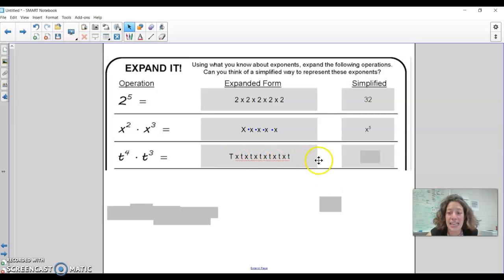And so I see that I have a lot of t's right there. So to write my final answer, I'm going to count up all the t's. Here we go. 1, 2, 3, 4, 5, 6, 7. I have 7 of them. And check it out, here's a shortcut. 4 plus 3 is 7. So our final answer is going to be t to the 7th, just like this. T, and then put the little 7.